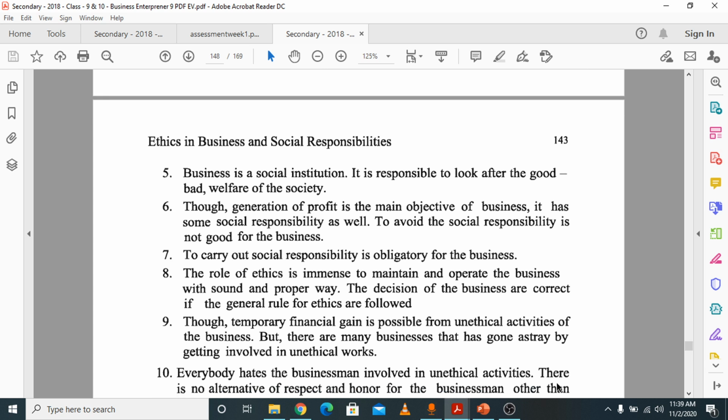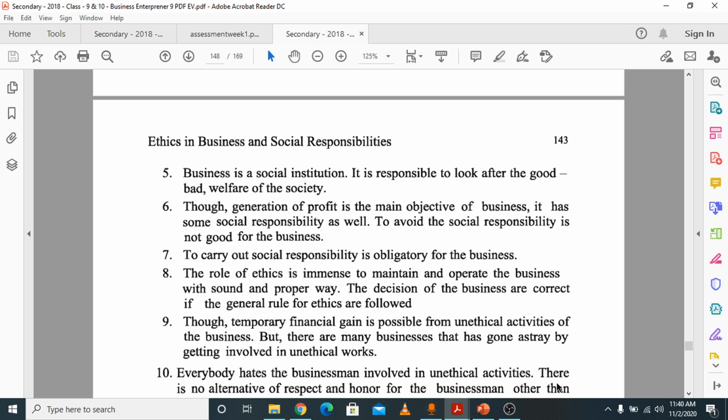The role of ethics is immense to maintain and operate the business in a sound and proper way. The decisions of the business are correct if the general rules of ethics are followed. If you follow the general ethics, the business will go well and the profit will obviously increase. So that's why business ethics must be practiced.